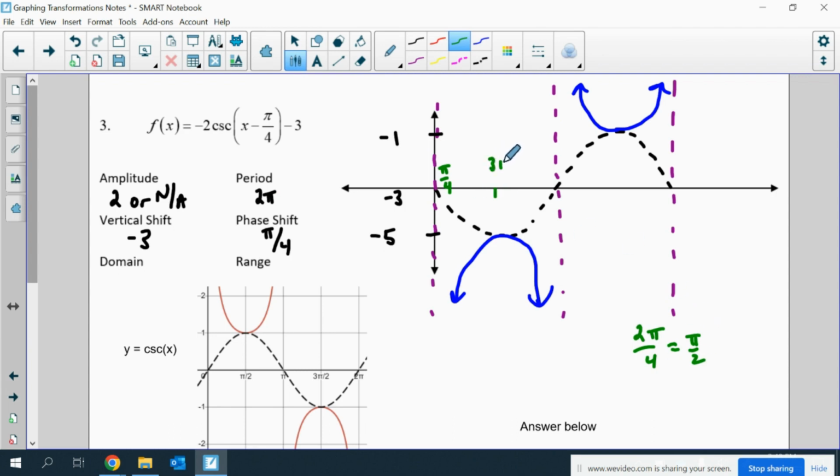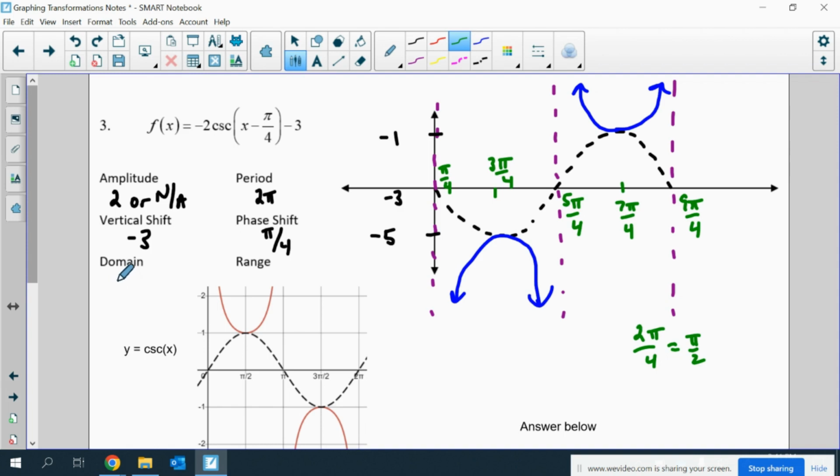So this would be 3 pi over 4, 5 pi over 4, 7 pi fourths, and 9 pi fourths. Notice that this whole length should be 2 pi, which it is. So that's what it says it was going to be.